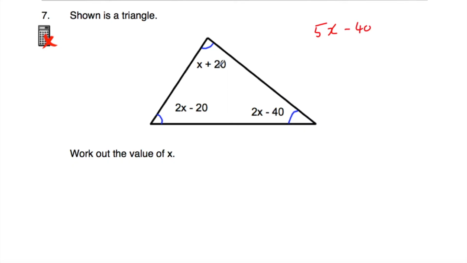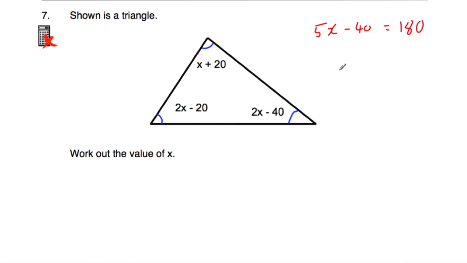So here, if you do 20, take away 20, that's 0. And take away 40, that's going to be minus 40. Or you could do minus 40, take away 20, that's going to be minus 60, plus 20, bring it up to minus 40, and so on. So if you add together these algebraic expressions, you get 5x minus 40. But that's equal to 180 degrees, because these 3 angles have to add together to be 180 degrees.